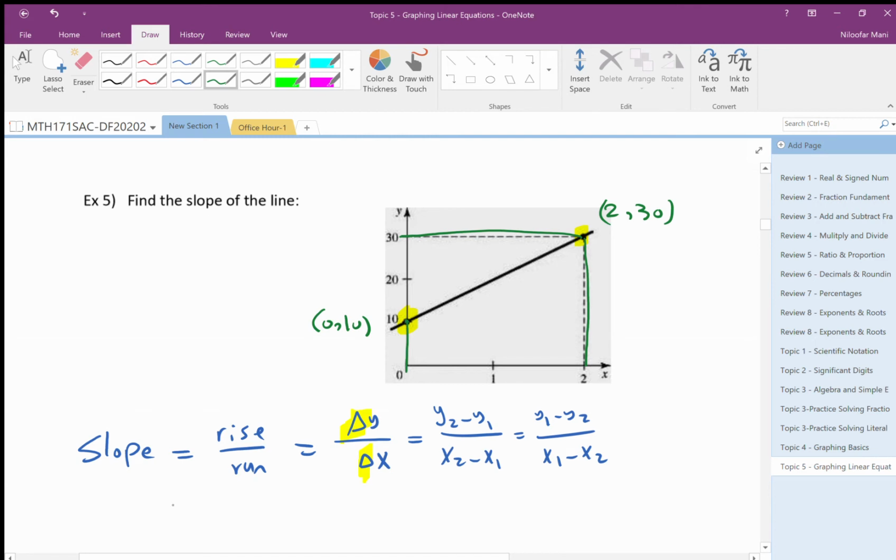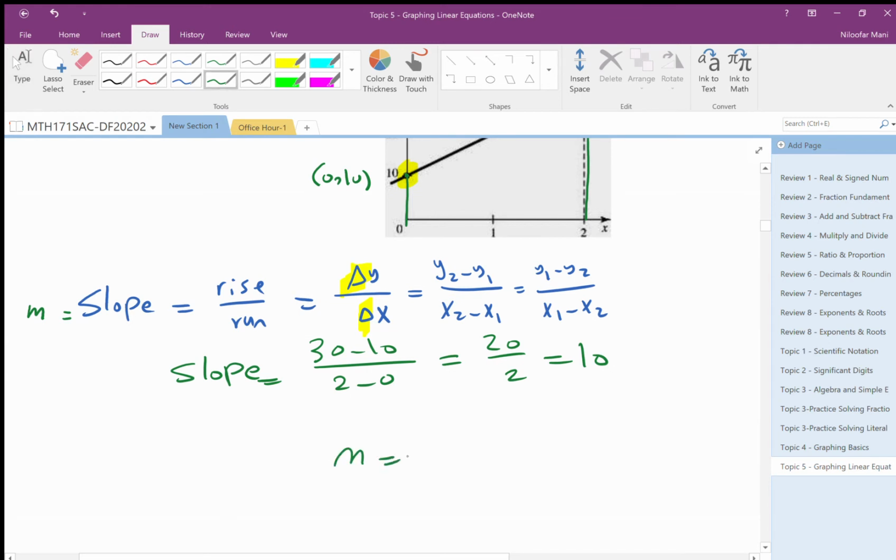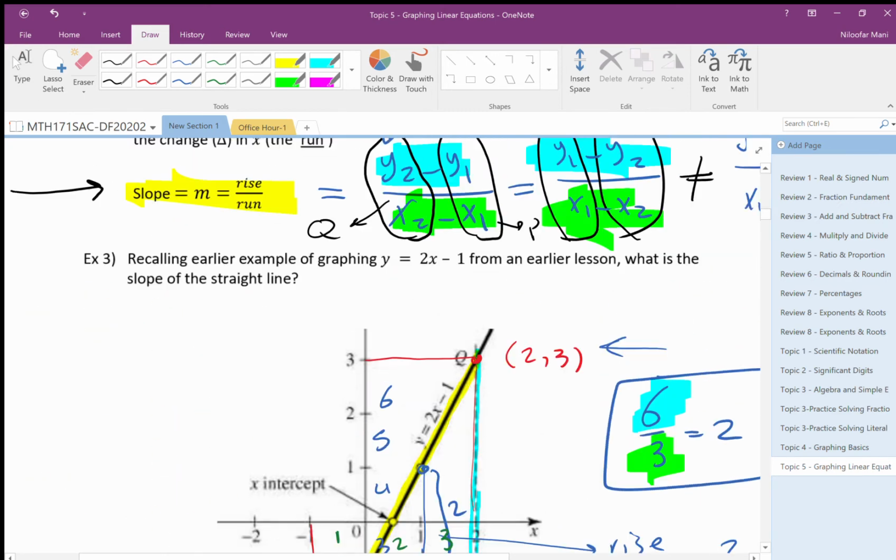So perfect. The slope is 30 minus 10 divided by 2 minus 0, which is 20/2, which is 10. So 10 is the slope of the line here, and I can show the slope of a line using just m. So I can say m is 10. When I'm talking about lines and I say m is 10, I know it's a slope because I use m for the slope. That's the letter that we use.